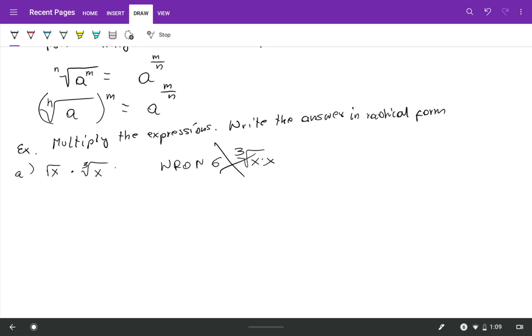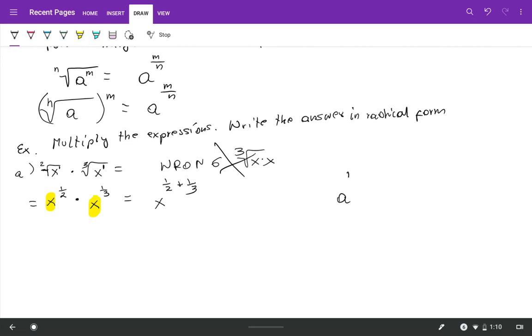So again, it would be wrong if you did this, saying that this is the same as square root of x times x, and you would just copy the index or something. So this is wrong, okay? What we need to do is change each expression to exponential. So square root of x, the index is 2, the power next to x is 1. So this is the same as x to the power of 1/2. And again, the index of the cube root is 3, with x to the power 1, so that will be x to the power 1/3.